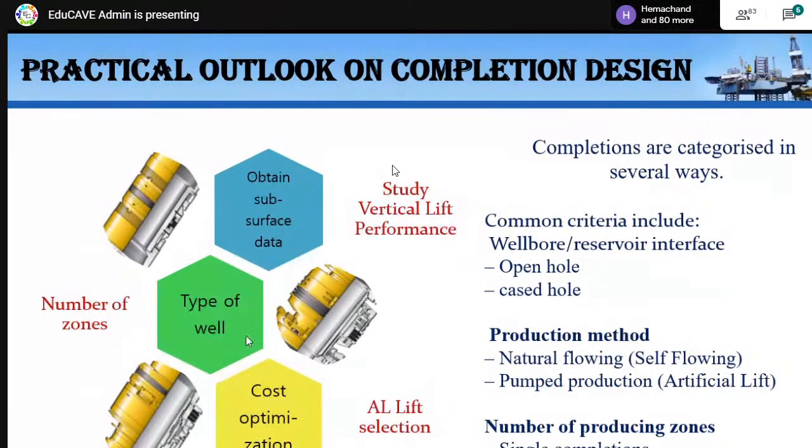Then the number of zones. Again, cost optimization comes into play. We cannot just go for all that is needed in the well. We have to optimize the cost as well, that is, which company is providing what quality of tool at what price. So those kinds of cost aspects also come into the picture when you're designing a completion string. Again, artificial lift selection is a crucial part as well. Moving on.